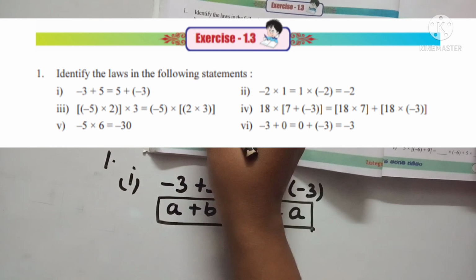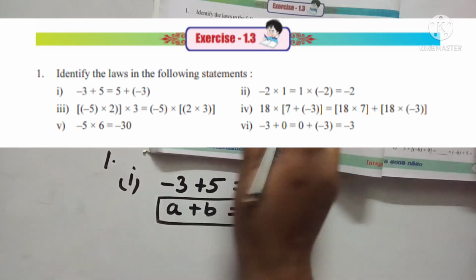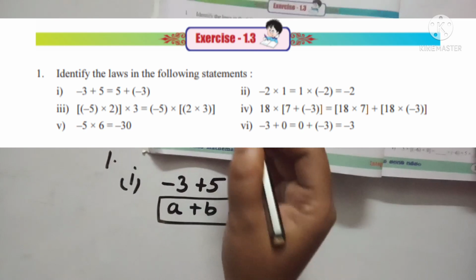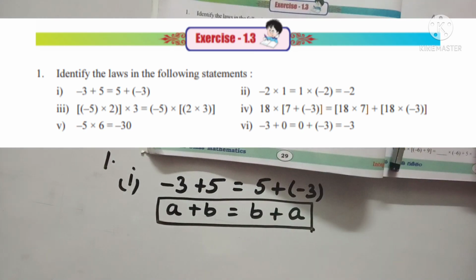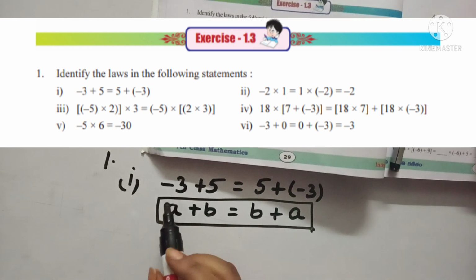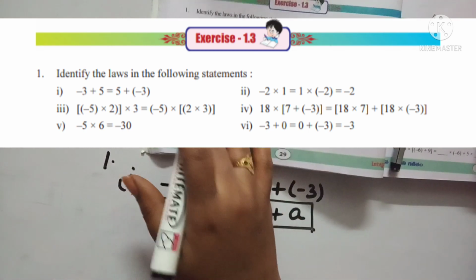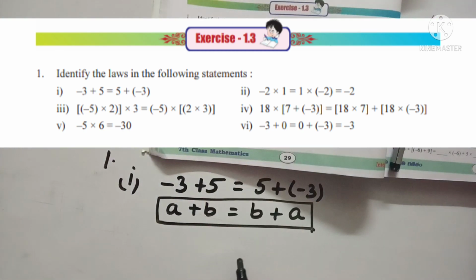The first question is identify the laws in the following statements. So we have to identify which law is satisfying here. See the first one, minus 3 plus 5 is equal to 5 plus of minus 3. Here minus 3 is A, B is 5. A plus B is equal to B plus A. It is in the form of A plus B is equal to B plus A.